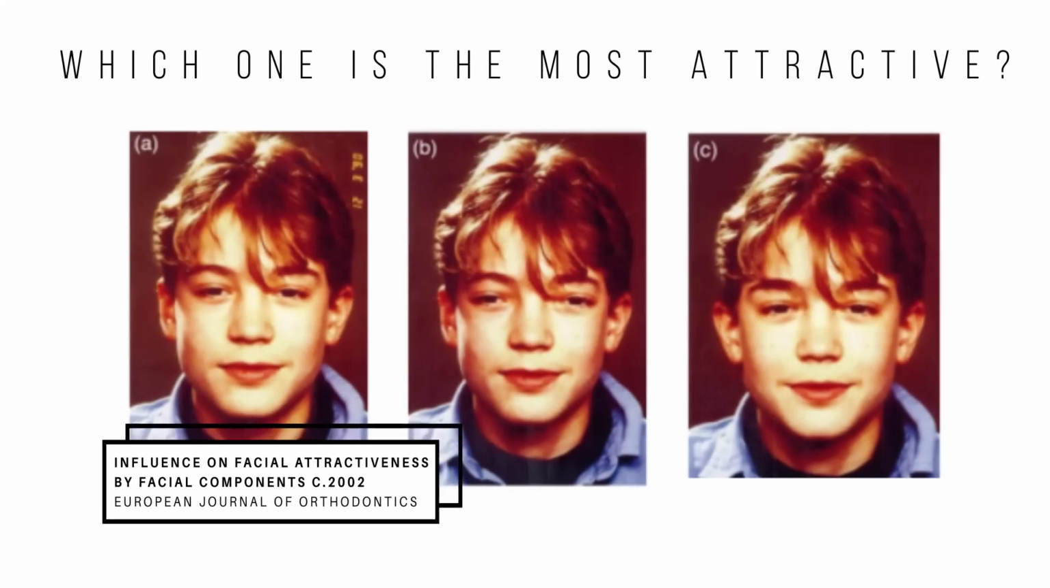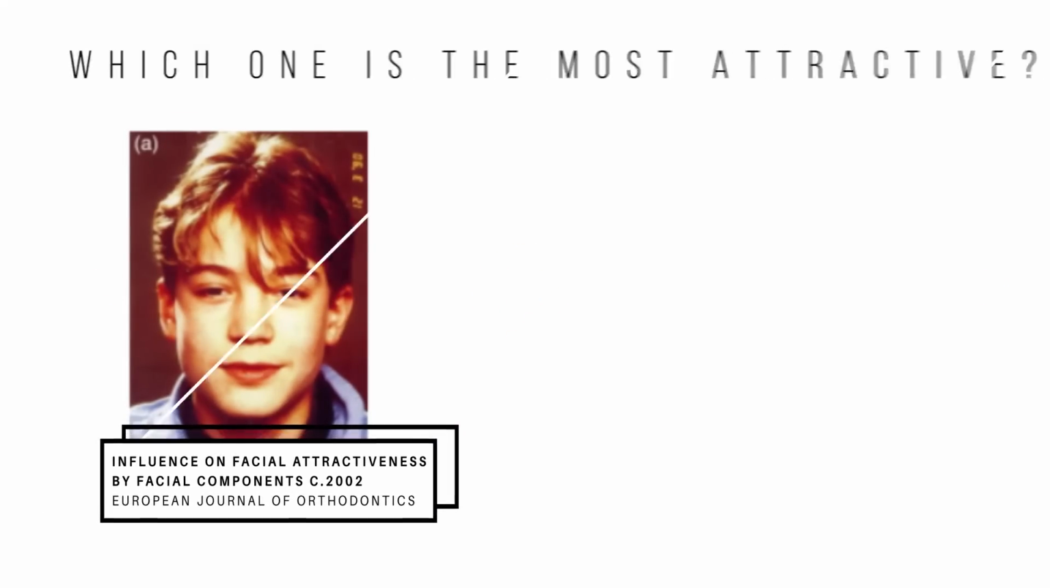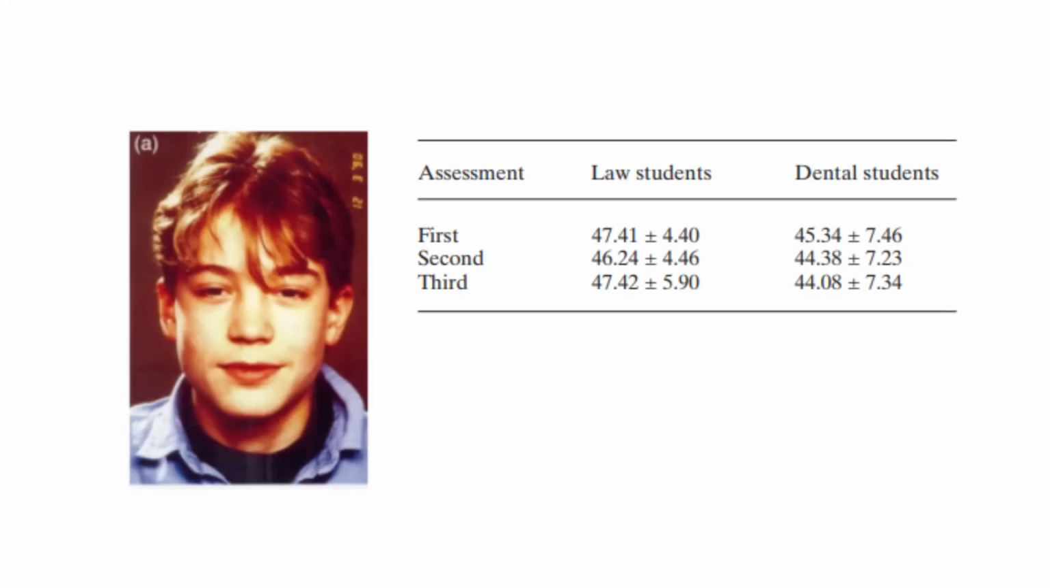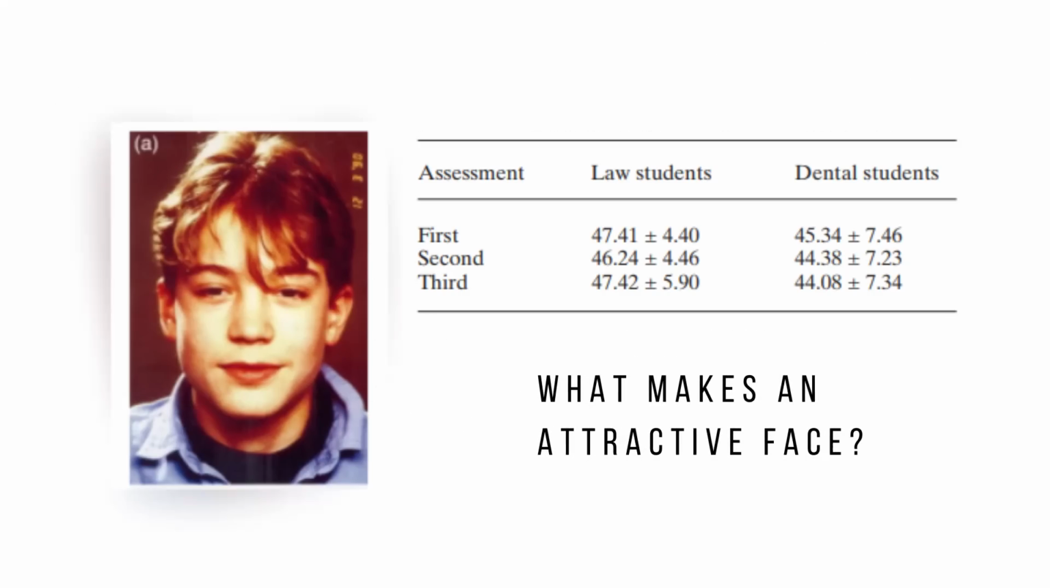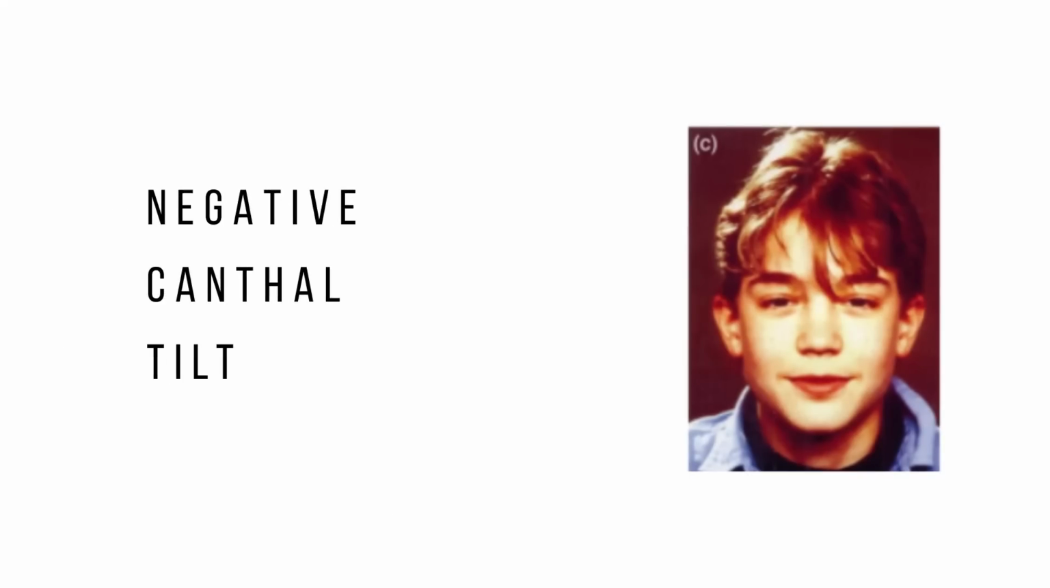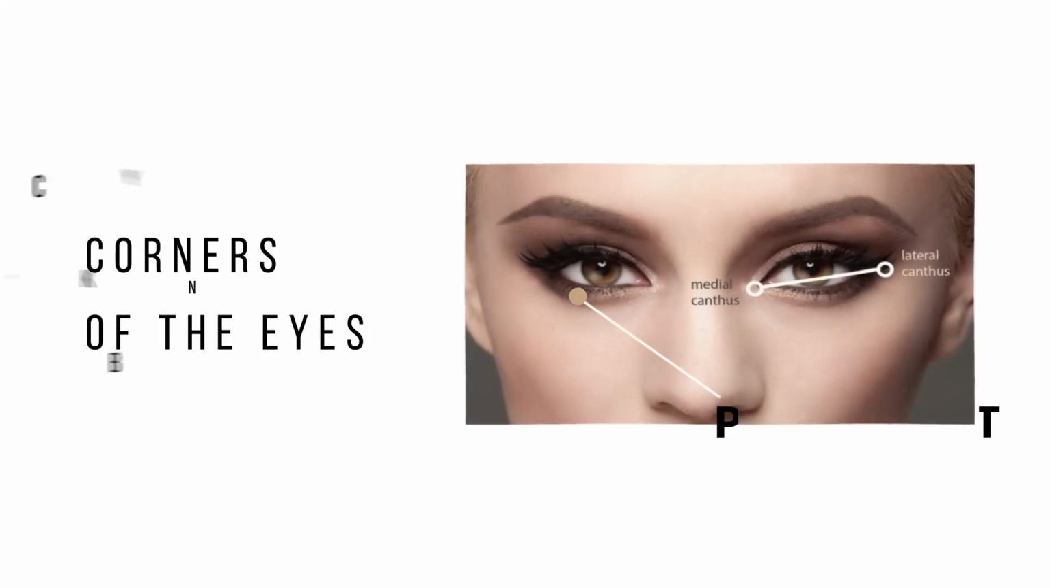If you thought A or C, then you guessed alongside the majority of test participants. The influence of different facial components on facial aesthetics from the European Orthodontics Journal is a great study into getting you thinking about what makes an attractive face. The second picture, B, has had his eyes digitally altered further apart, while the last photo has what we call negative canthal tilt. These are your canthals, and when they tilt downwards, your face takes on a droopy appearance.